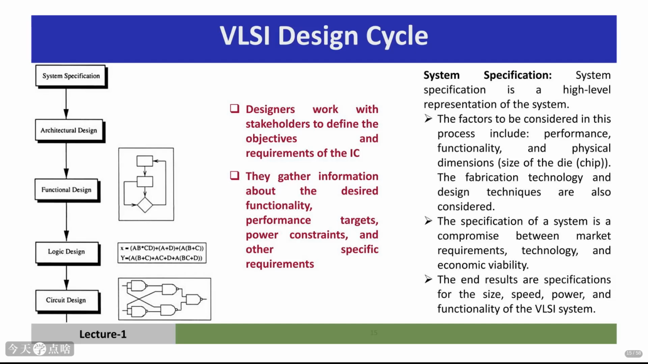Let's drill down into the first few stages. System specification is where the rubber meets the road. Designers talk to customers, engineers, market folks to figure out exactly what this chip needs to do. What's the target speed? How much power can it consume? What features are essential? It's like writing the requirements document for a software project, but for hardware. This stage is crucial because it sets the direction for everything else. It's a balancing act between what the market wants, what the technology allows, and what makes economic sense. Get the specs wrong, and the whole project could be off track.